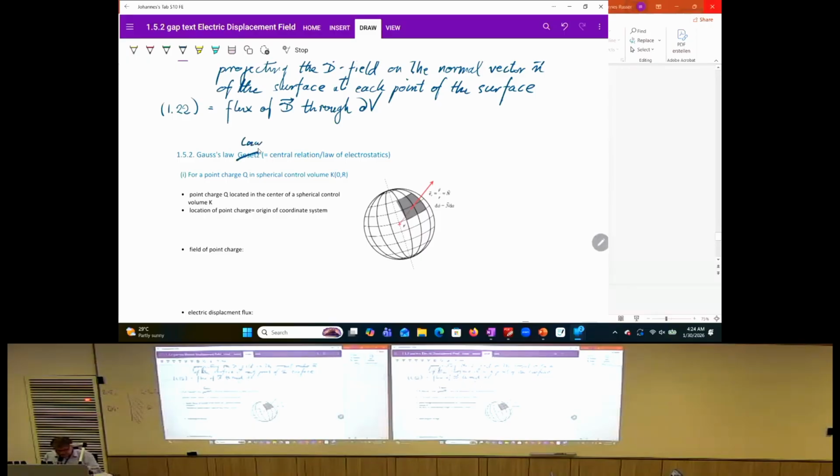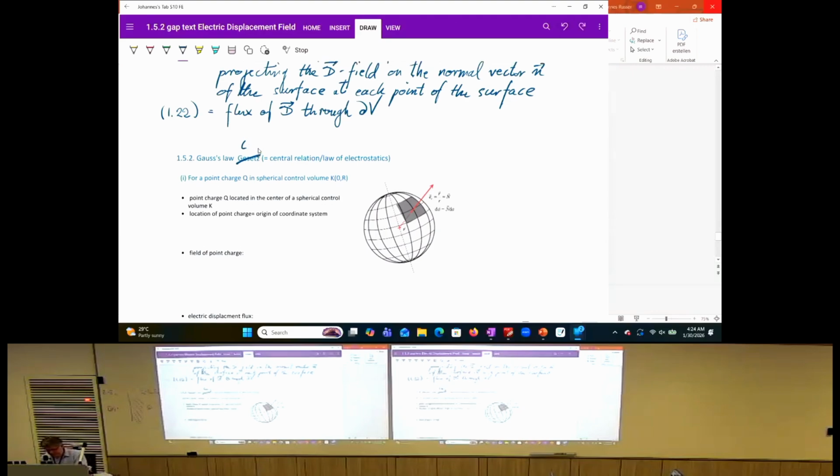Sorry, actually that is double here, that you can just take out. Gesetz means law in German. So it's a central relation, and it's a law of electrostatics.